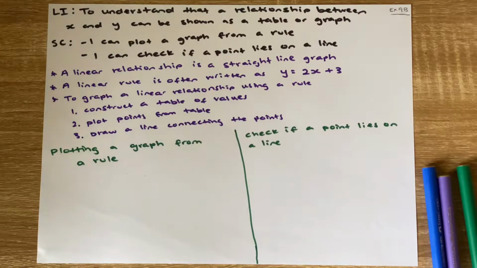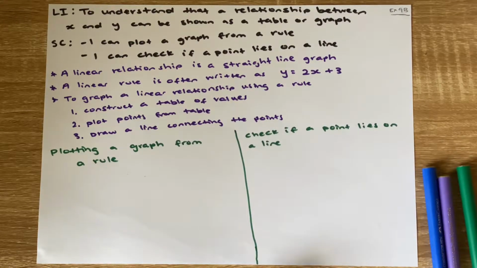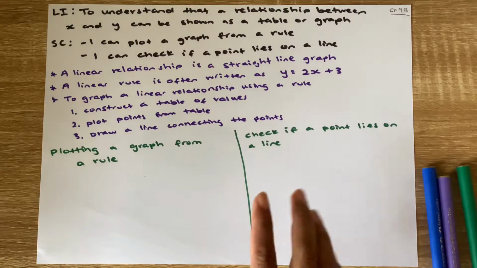So today we are looking at the relationship between x and y and how it can be shown as a table or graph. By the end of this session, hopefully we'll be able to plot a graph from a rule, and we'll be able to check if a point lies on a line.